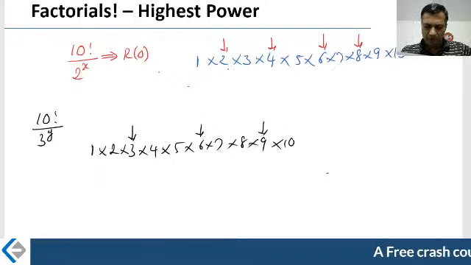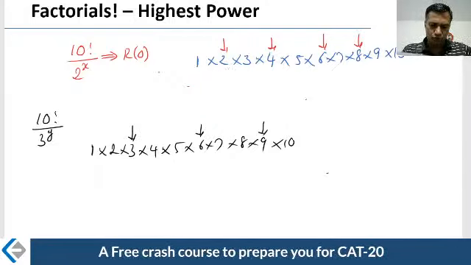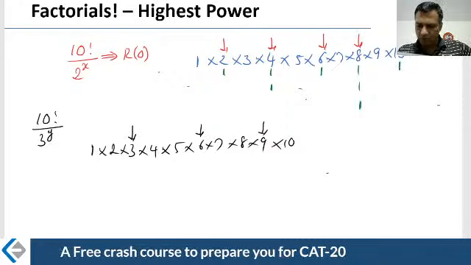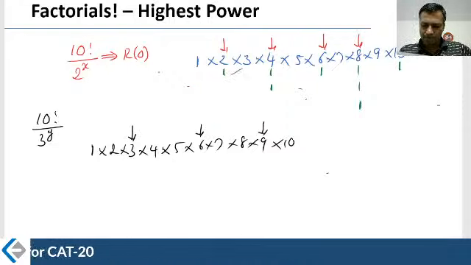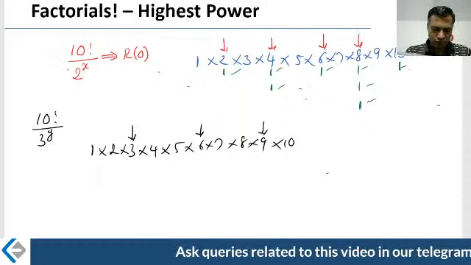How many powers of 2 are here? Let me list it. 1. 2. Only 1 because it's 2 into 3. Then 3. Then 3. Then 1. Law of indices, add them: 1, 2, 3, 4, 5, 6, 7, 8. Therefore this is 2 power 8.